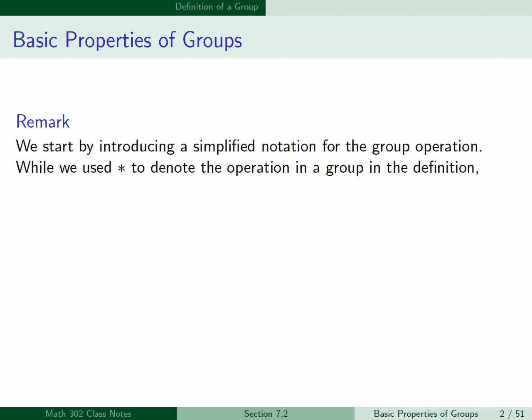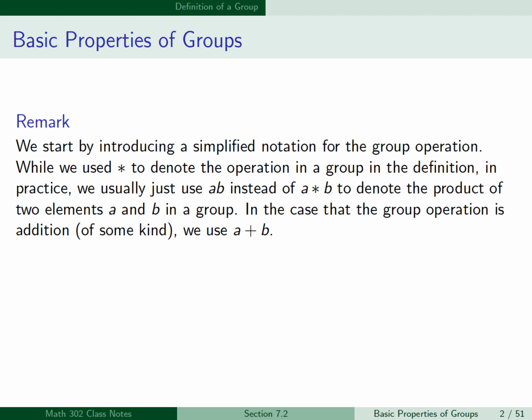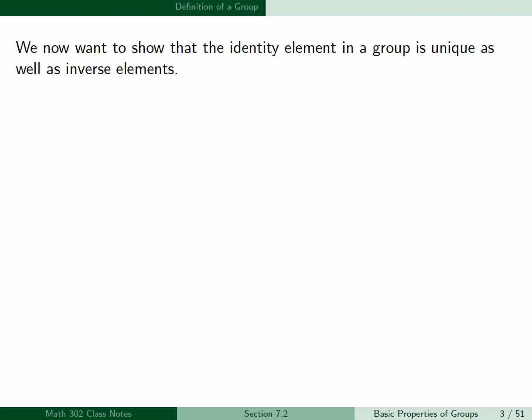While we use the star notation, or the asterisk, to denote the operation in a group in the definition, in practice we usually just use AB next to each other instead of A star B to denote the product of two elements A and B in a group. Now in the case that the group operation is addition of some kind, we use the plus symbol, so we would write that as A plus B.